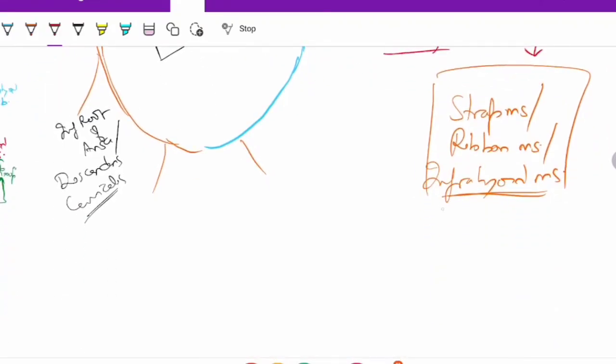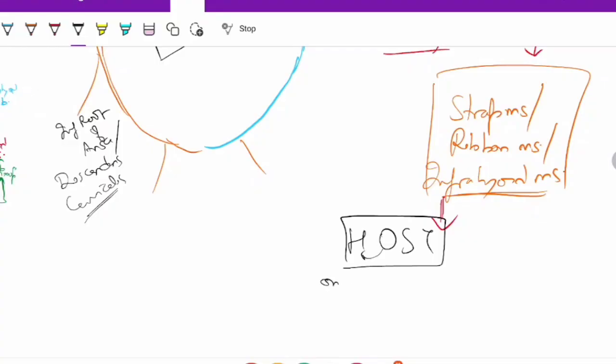So what muscles are supplied by the ansa as a whole? The answer can be remembered with a very easy mnemonic: HOST. Now what does HOST stand for? First is OH, that is omohyoid. Then it is SH, that is sternohyoid.